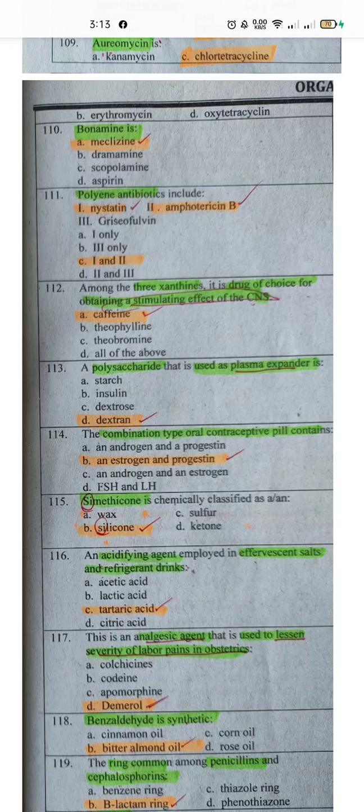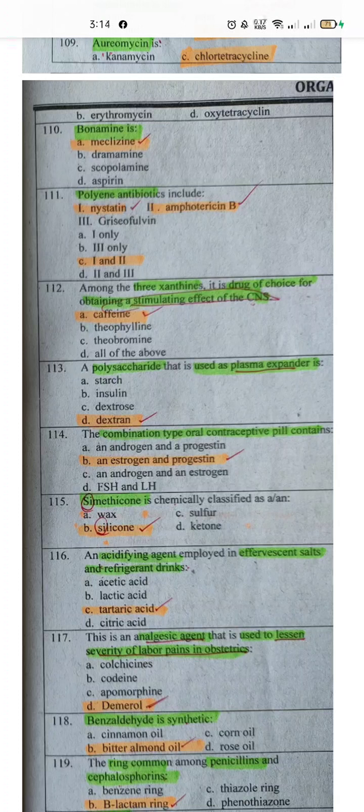117. This is an analgesic agent that is used to lessen severity of labor pains in obstetrics. Is your Demerol. Demerol, generic name, meperidine hydrochloride. So, Demerol, it is an analgesic used to lessen the severity of labor pains in pregnant women. Why? It is the drug of choice as compared to morphine and codeine because it shows little tendency towards hypnosis.